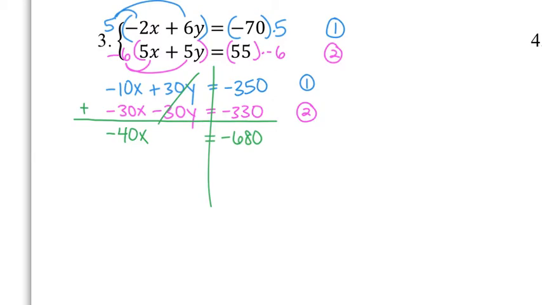All right, now our last step is easy. To isolate the x, we're going to divide by negative 40 on both sides. I don't expect you to know that in your head, so get your calculator. But negative 680 divided by negative 40 is positive 17. All right, now we've solved for x.